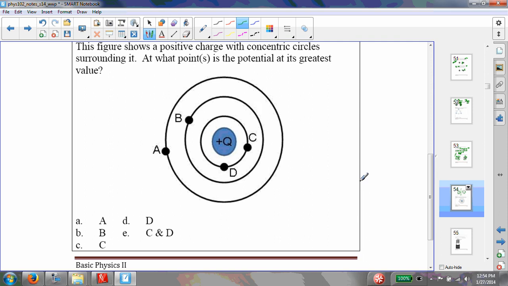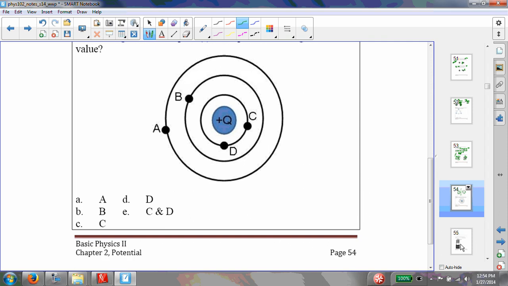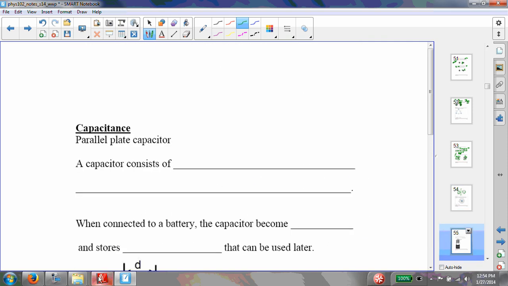All right, let's try this quick test. You can try that on your own. And then the next thing to come is capacitors, which we'll pick up with in just a bit.